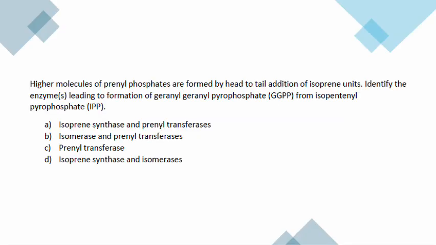So the first question is, higher molecules of prenyl phosphates are formed by head-to-tail addition of isoprene units. Identify the enzymes leading to the formation of geranyl pyrophosphate from isopentenyl pyrophosphate. 4 different options are given here: isoprene synthase and prenyl transferase, isomerase and prenyl transferases, prenyl transferase, and option D is isoprene synthase and isomerases. You can take a couple of minutes and then think about the question, and then we'll come back to the answer.